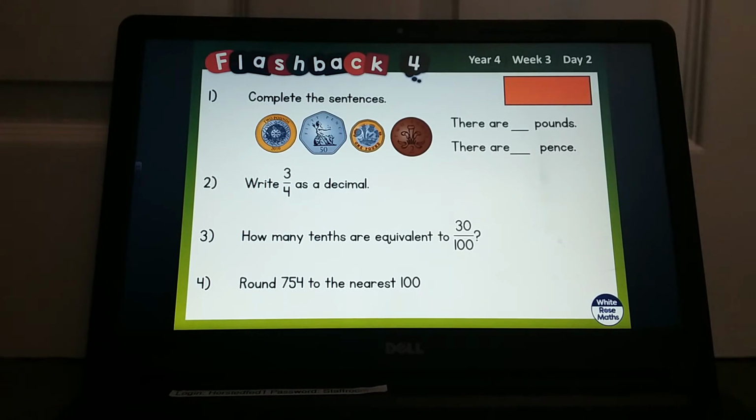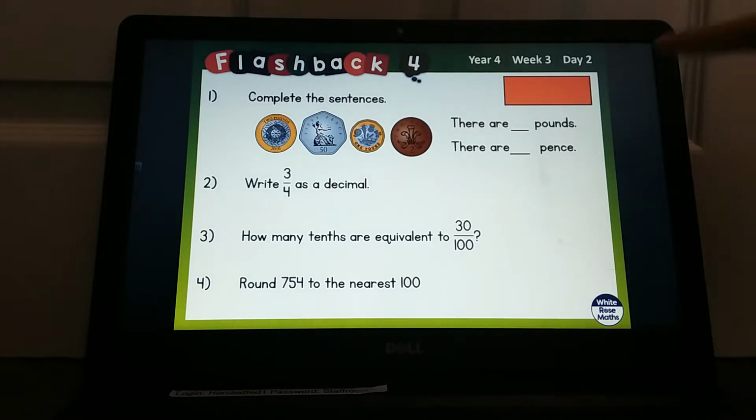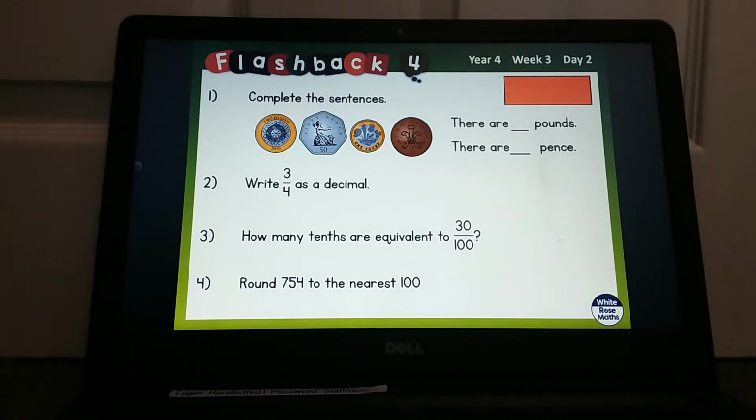Before we start on our new learning, have a look at the flashback 4 in front of you. Have a go at each of the questions and don't forget to tell me what this shape in the corner is. Okay, so pause the video and have a go. How did you find that? I'm sure the first few questions were pretty easy because those are things that we've done very recently.